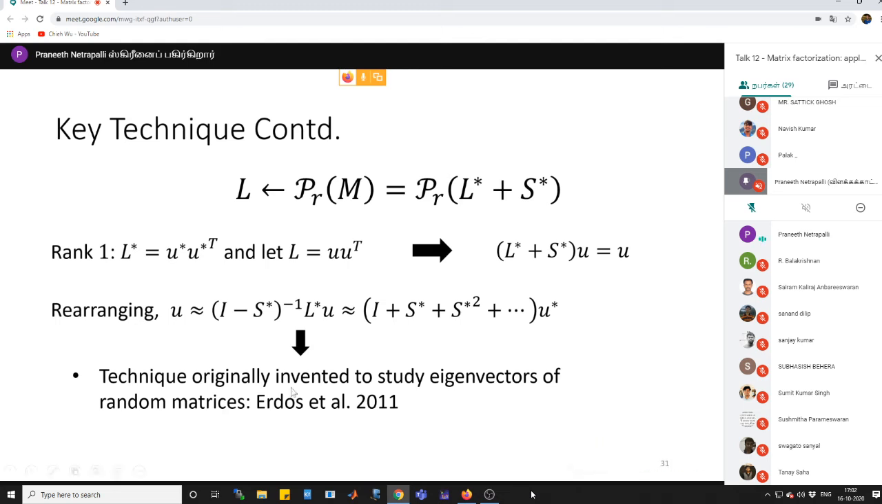Right. So this technique of arguing about the incoherence of eigenvectors when you perturb an incoherent matrix with a sparse matrix was originally invented to study the eigenvectors of random matrices. And it's interesting that the same kind of approach can be used here in the context of robust PCA.